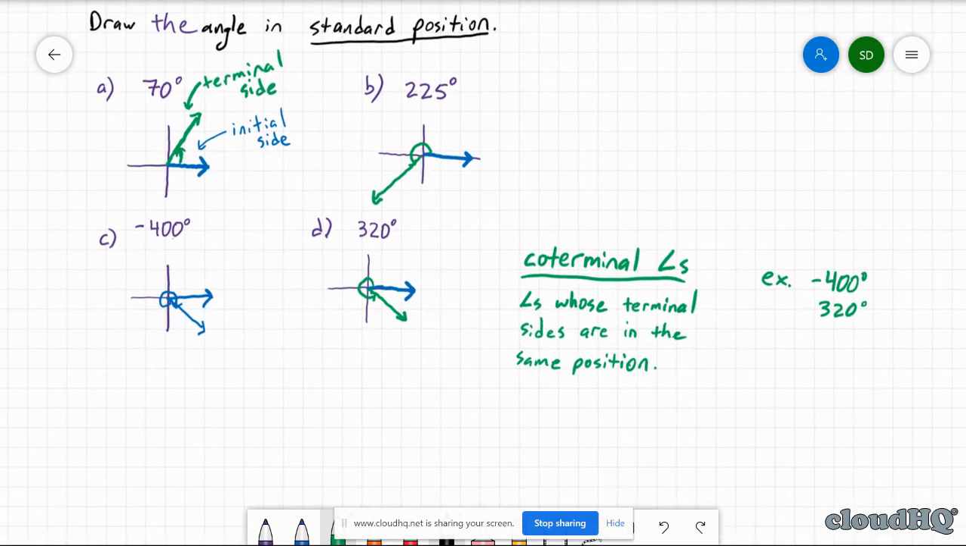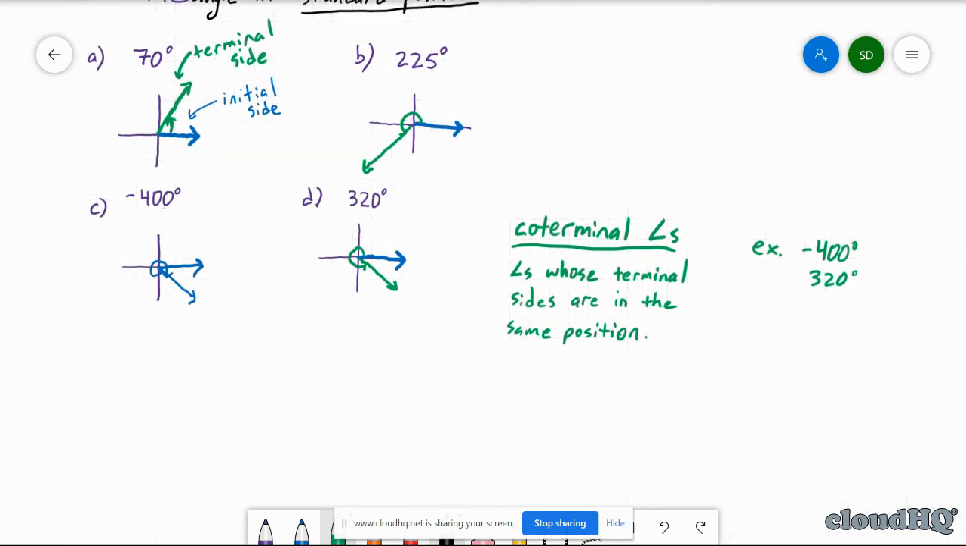What are maybe some other angles that would also be coterminal with those two? What are other ways we could go to get to that same spot? Sorry, I mean coterminal with these two. What's something that's coterminal with 320? Is 360 coterminal with 320? No. So there is a proposition that 640 would.